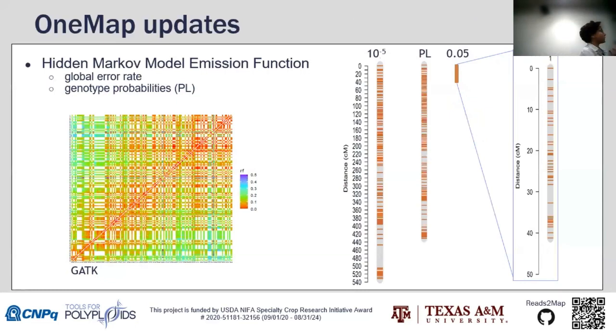But luckily, OneMap and also MAPpoly use a hidden Markov model to estimate the genetic distances. And this approach has the possibility of including an error rate for your markers. And before, OneMap had a very low error rate because it was created for dealing with wet lab markers like SSRs. And then I just adjusted this, maybe taking the probabilities of the genotypes that come with the VCF.